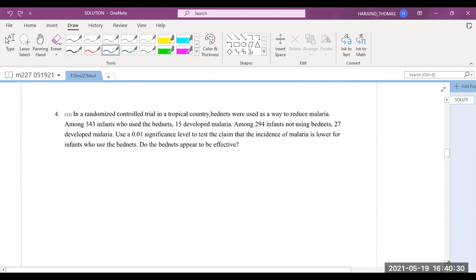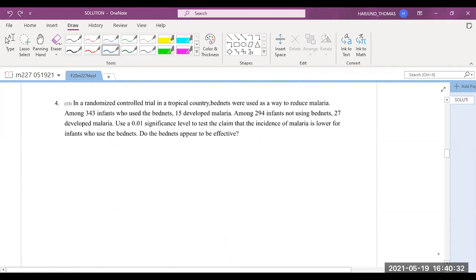Number 4, in a randomized control trial in a tropical country, bed nets were used in a way to reduce malaria. Now, this is including Indonesia. Now, among 343 infants who used the bed nets, 15 developed malaria. Oh, okay, so this is the one using bed nets.